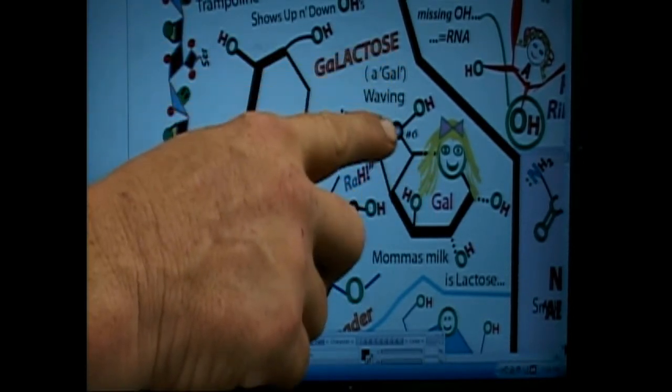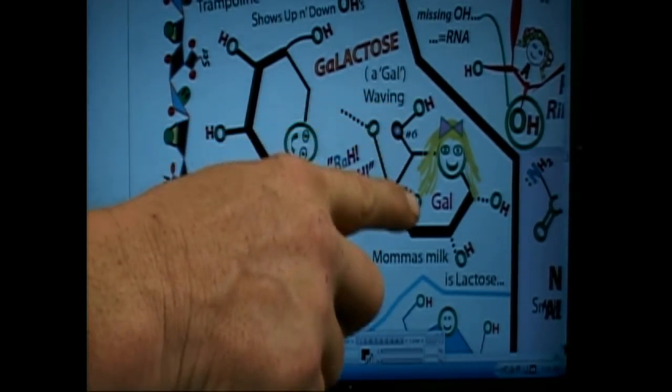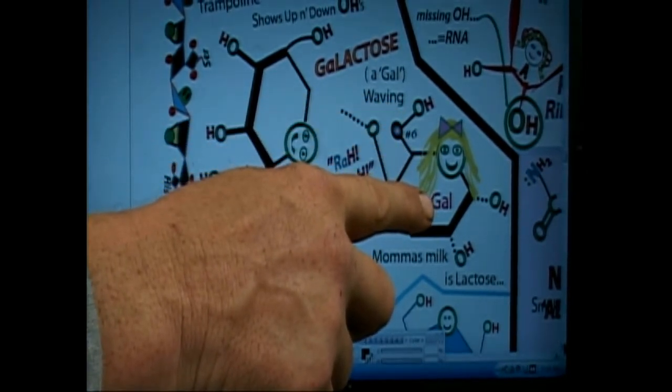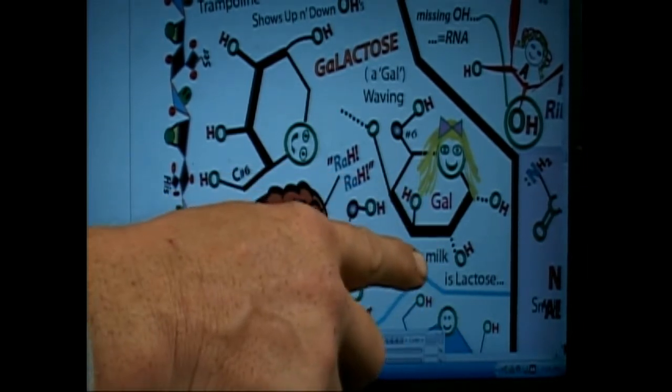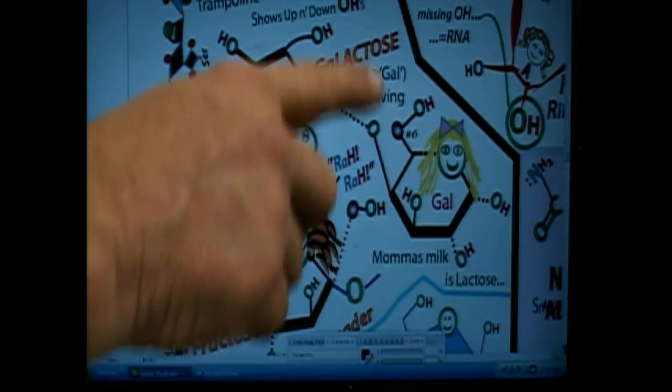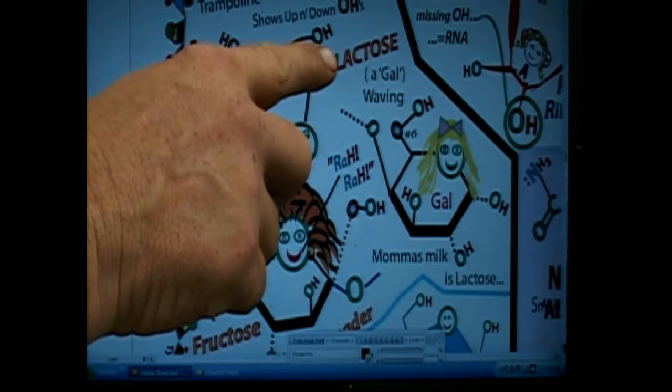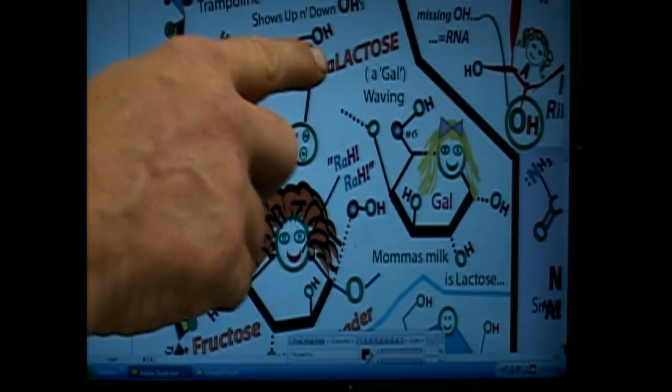Galactose, see a gal waving, see she's waving. Well, gals, women, mamas make milk. So mama's milk, galactose, lactose intolerant, lactose, that's a milk sugar.